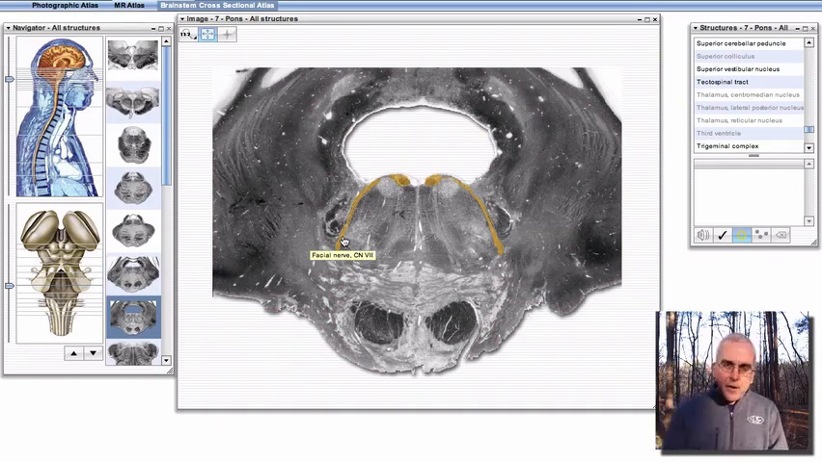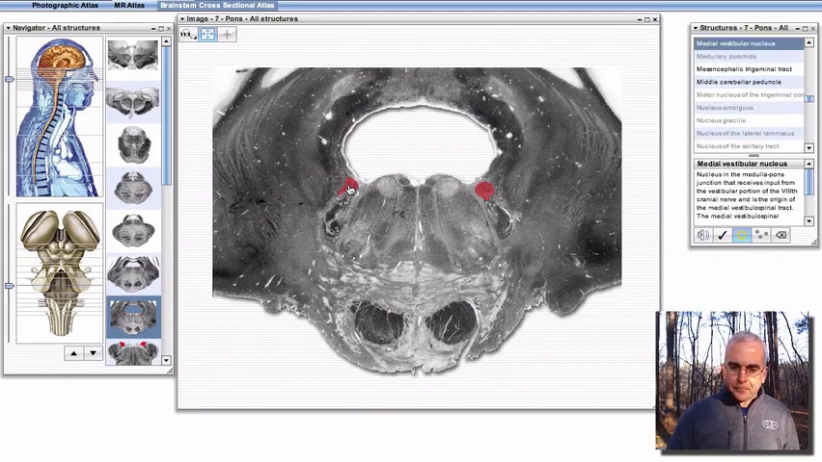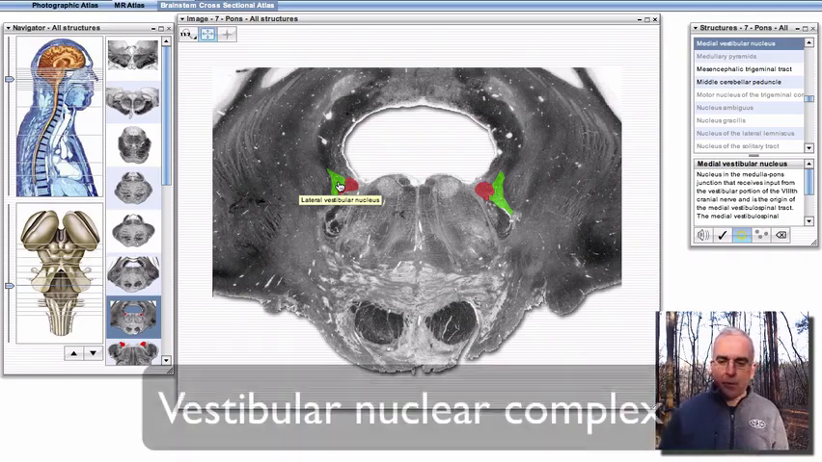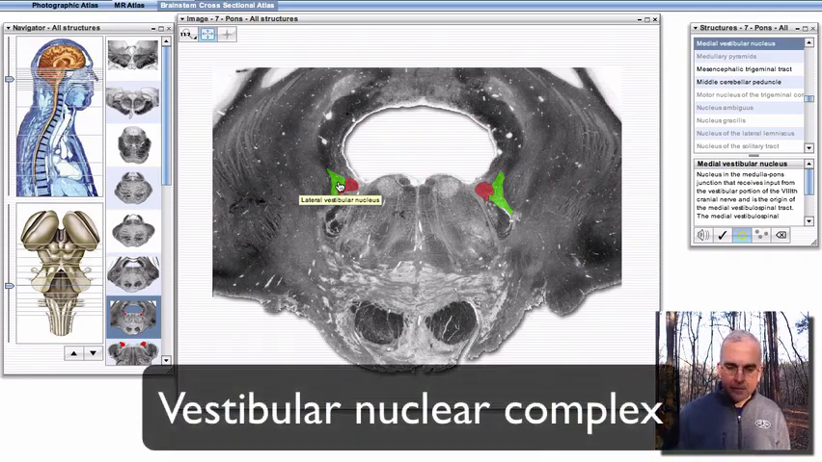The third of these three pairs of nerves at this junctional region is the vestibulocochlear nerve, and at this level we're beginning to get into some of the nuclei that are associated with that nerve. This is one of the vestibular nuclei that we have in this region of the pons. Here's another one. Because there are multiple nuclei here receiving incoming vestibular signals, we call this the vestibular nuclear complex.